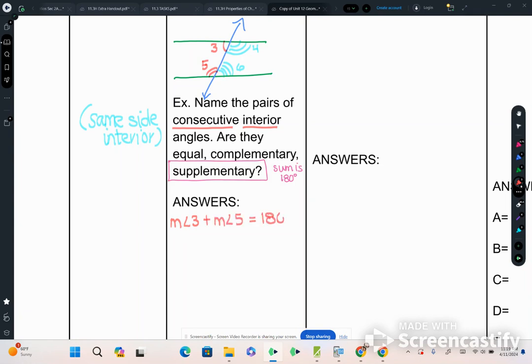And because I'm talking about an angle measure, that's why I need to make sure that I have the M in there. When I'm saying that I just have two angles equal to each other or congruent to each other, I don't need the M because I'm not talking about the measure. I'm just talking about an angle. But if I'm talking about it adding up to something, I need to make sure I have the M there. I also have the measure of angle 4 plus the measure of angle 6.